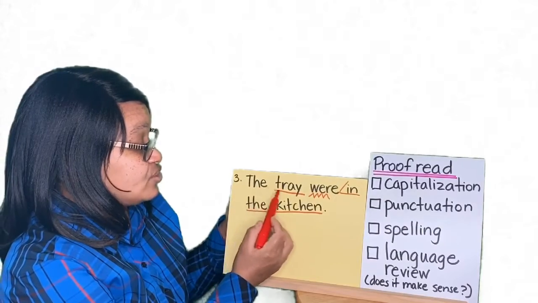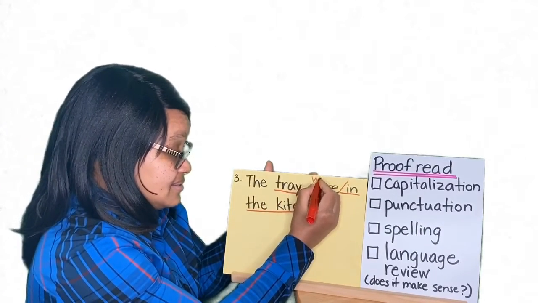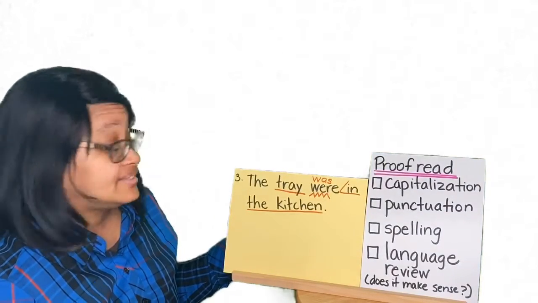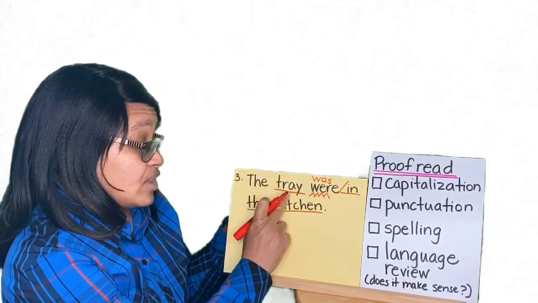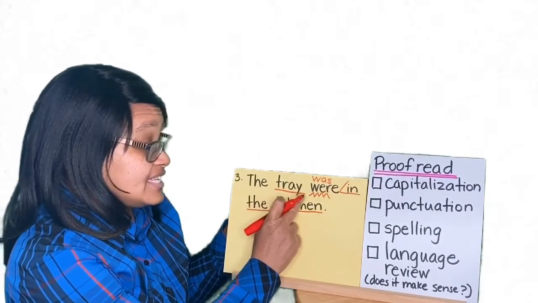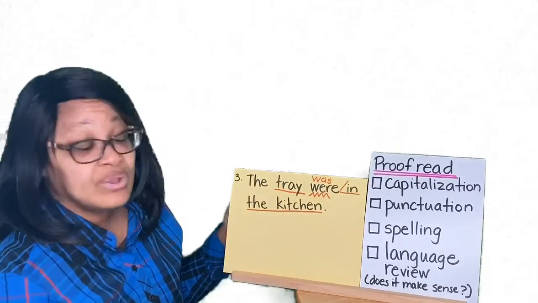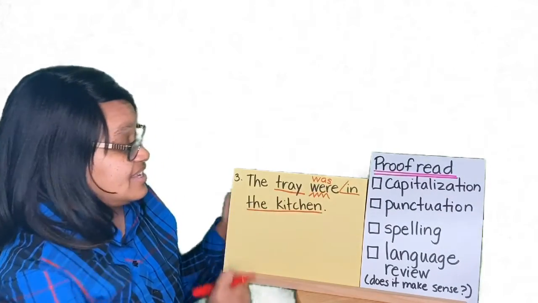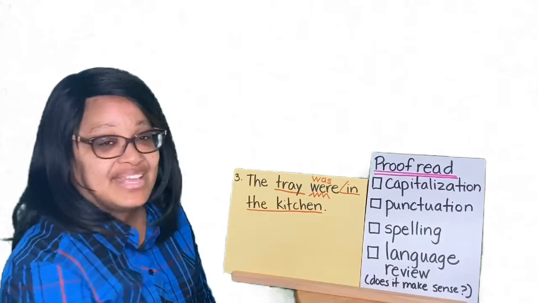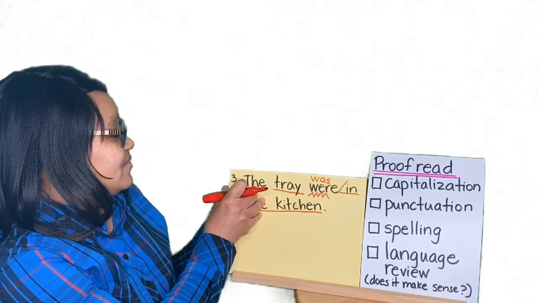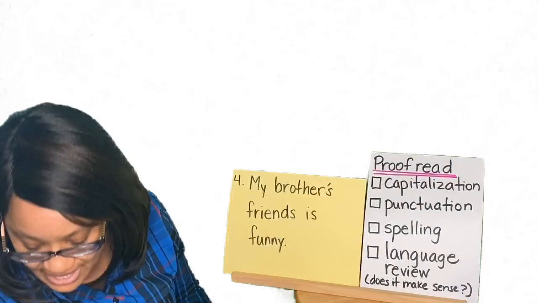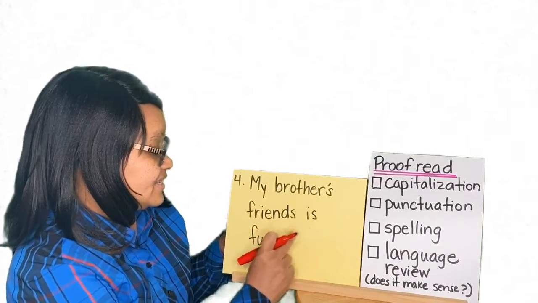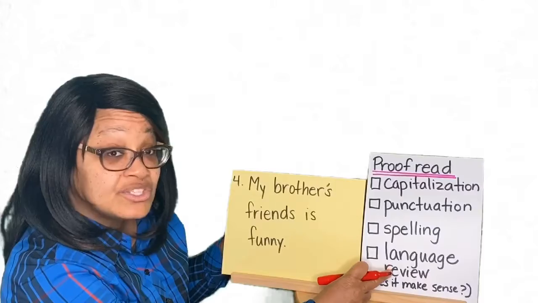So that would be the tray was in the kitchen. That makes sense. If we have more than one tray, the trays were, but we only have one tray. So the tray was in the kitchen. That makes sense. Okay, and let's try one more. My brother's friends is funny. Let's focus on the language review.